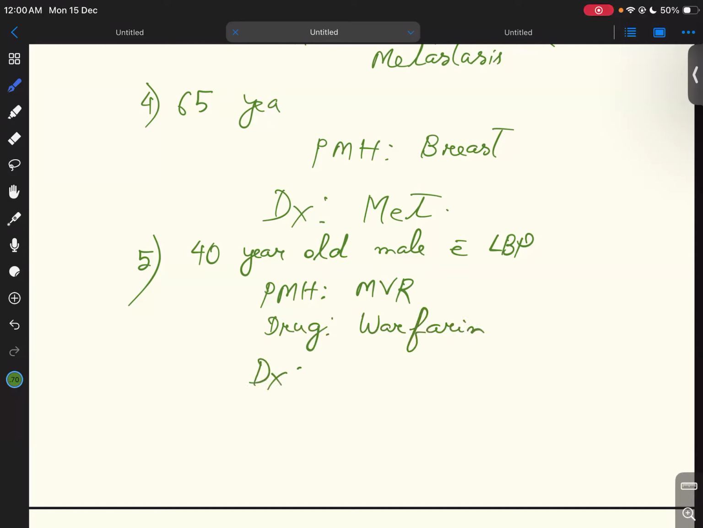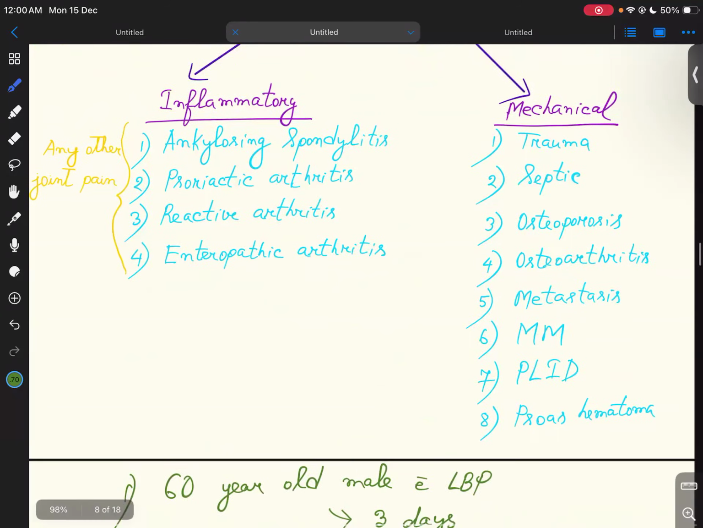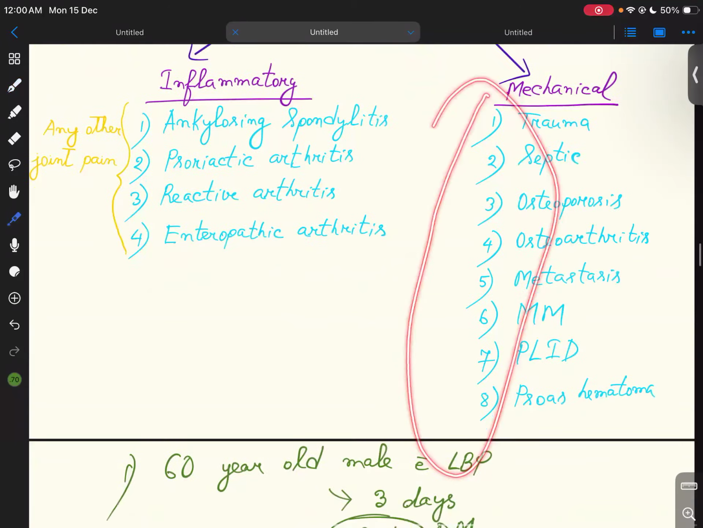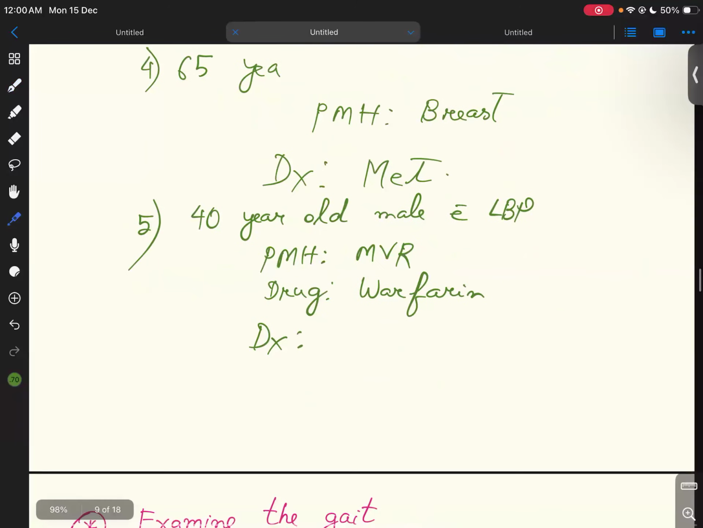So what will be the diagnosis, doctor? Can you pick from the list of mechanical diagnoses? Psoas hematoma. Yes, doctor, psoas hematoma. It was the diagnosis there. So can anyone tell me, this patient was taking warfarin for a long period of time, and up to now he has not developed any hematoma or something like that. So why suddenly will he develop a hematoma? What can be the reason?